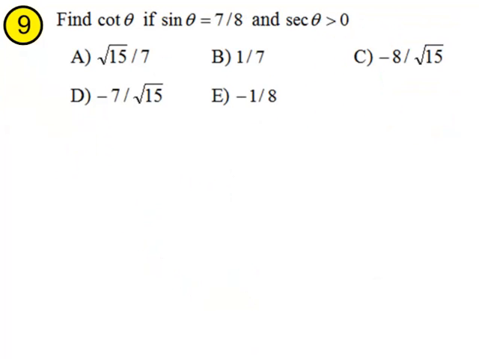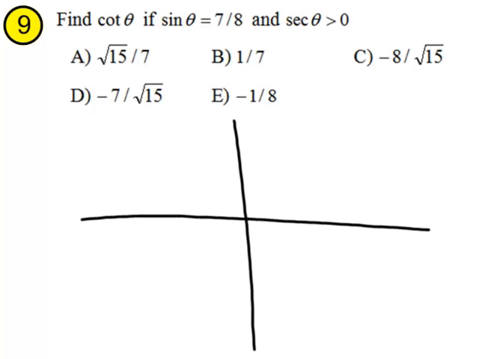All right, question number 9. Find cotangent of theta if sine of theta equals 7/8 and secant of theta is greater than 0. The fact that we're alluding to the idea that this has to be positive and that it even has the possibility of being negative hints at the idea that we're working on an xy plane. Whenever we are hinted that we may be dealing with negative numbers, that hints that we're on the xy plane.